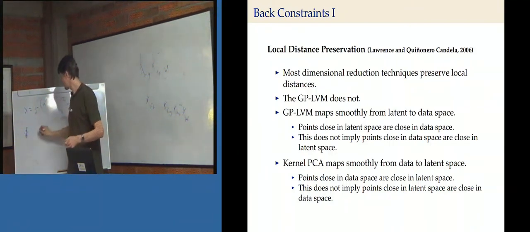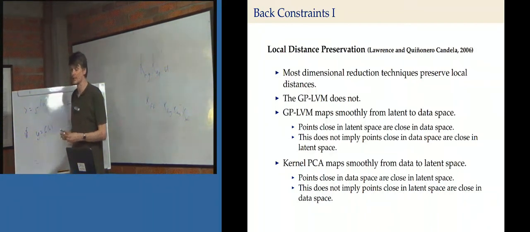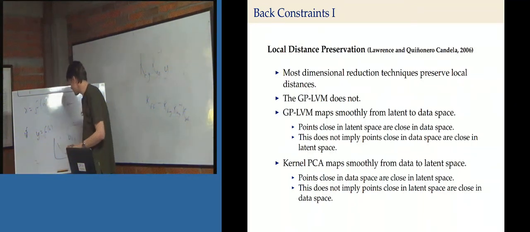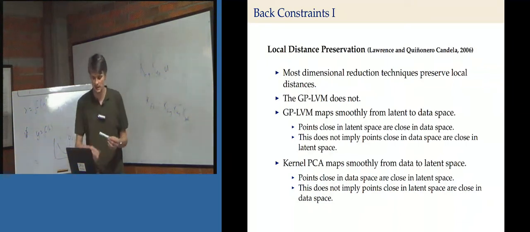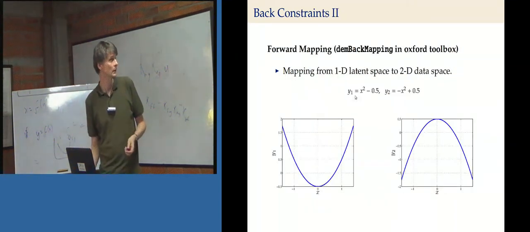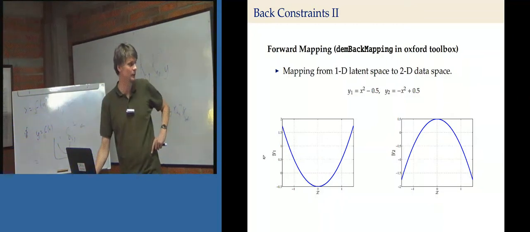But the GPLVM does it the other way. It says Y is equal to F of X. So what that means is if things are close in latent space, they will be close in data space. But just because things are close in data space, that could just be a result of a non-bijective function. So that's what the next slide shows. So modeling from latent to data with a nonlinear function, two points here are distant in latent space, but they come close in data space because they map to the same position.